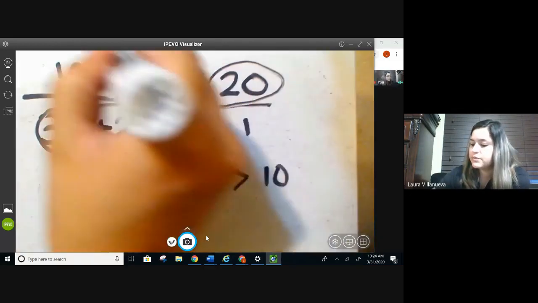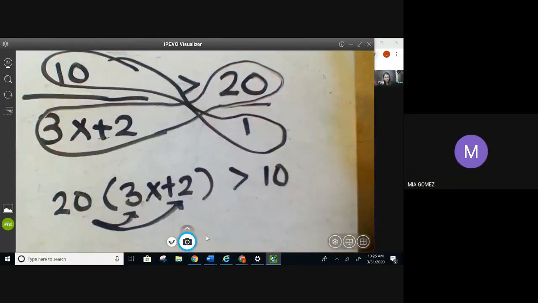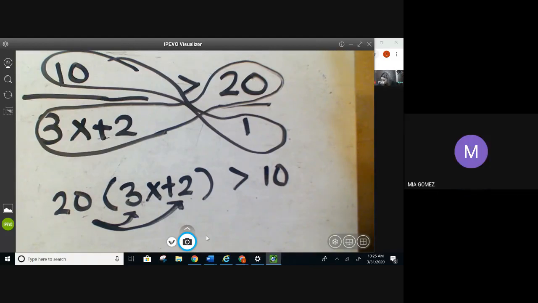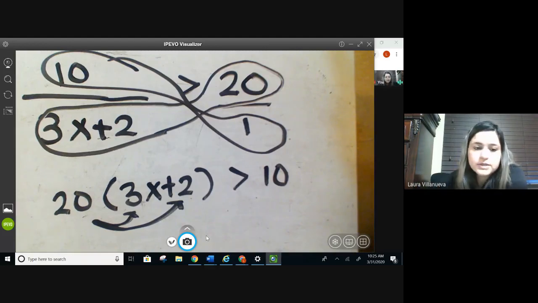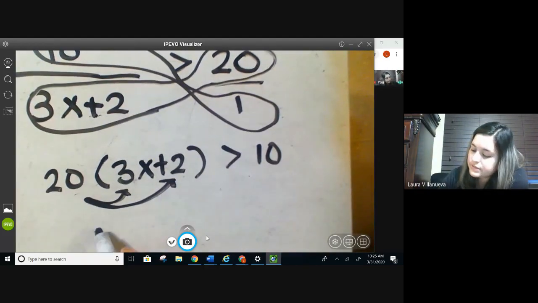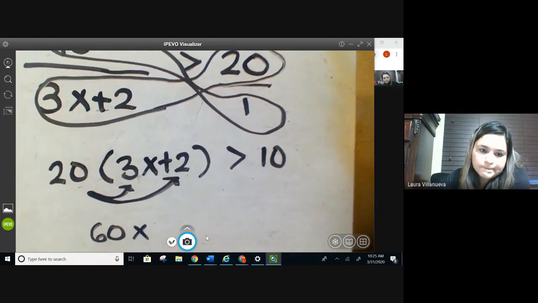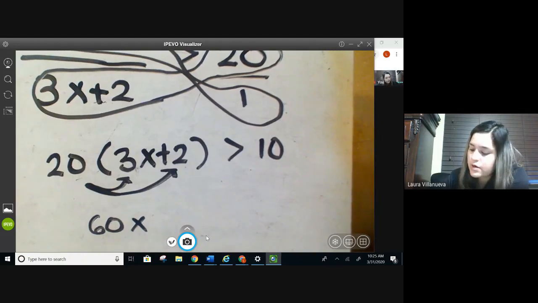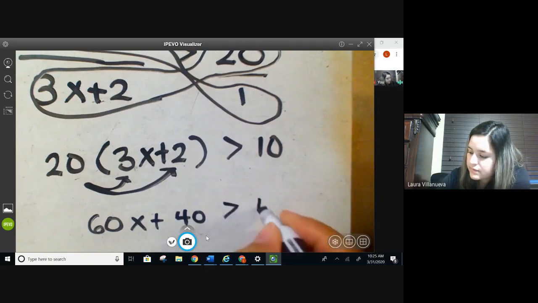Anyways, so do this, do this. So you're gonna cross multiply. That's what you're gonna do. Remember the butterfly? So this is gonna be 20 times 3, which is 60x. 2 times 3 is 6. 2 times 2 is 4. So then it's gonna be 40 greater than 10.